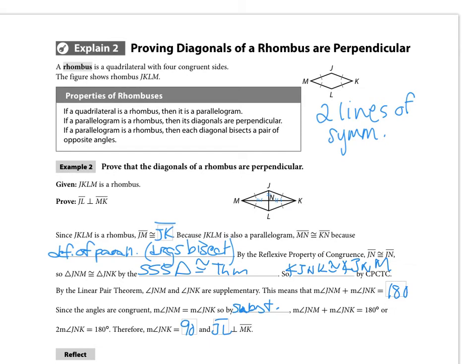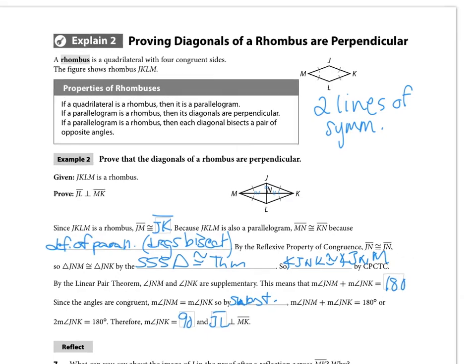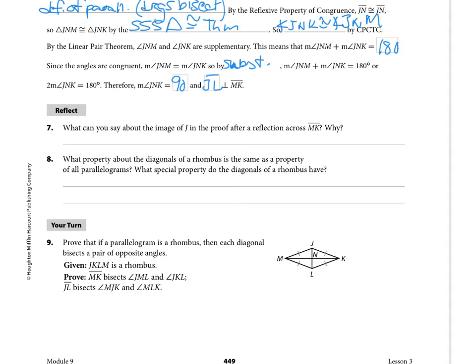In your reflect next here, down the page, we want to know what can we say about the image of J in the proof after a reflection across MK. I hope you can see that that image is L. And then reflect number 8, what property about the diagonals of a rhombus is the same as a property of parallelograms? And then what special property do the diagonals of a rhombus have?